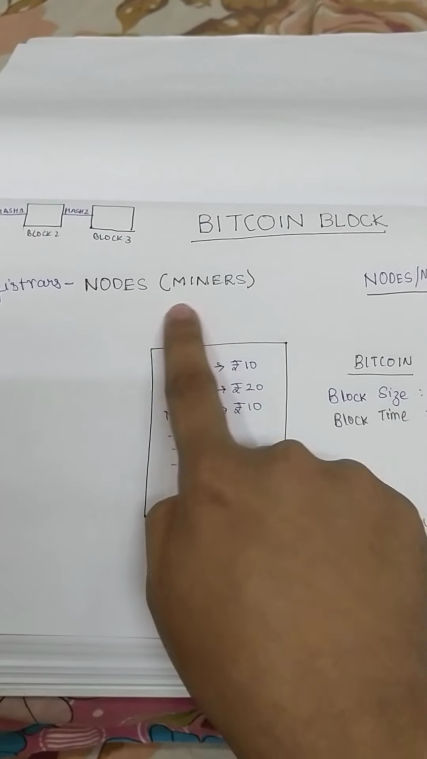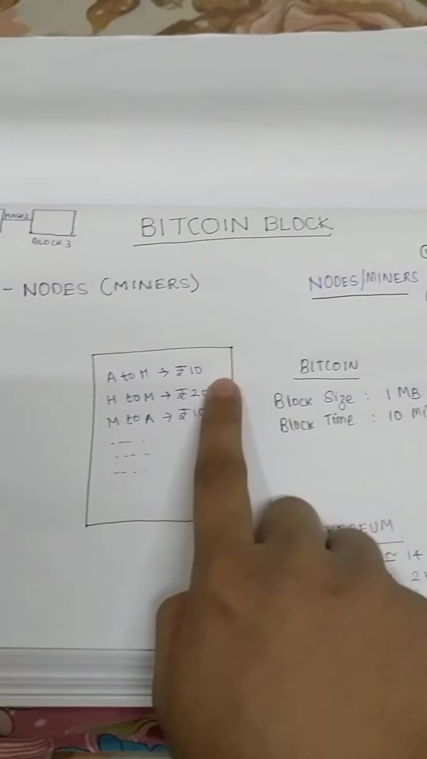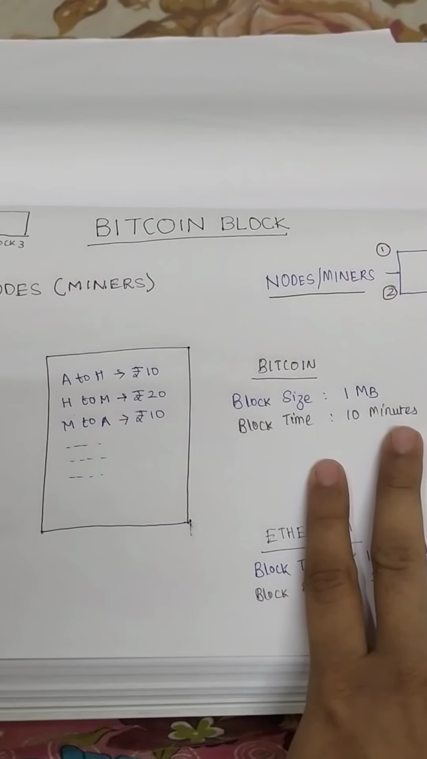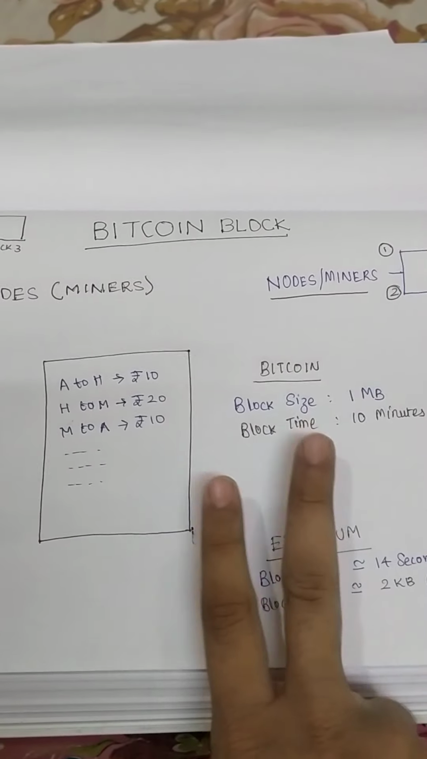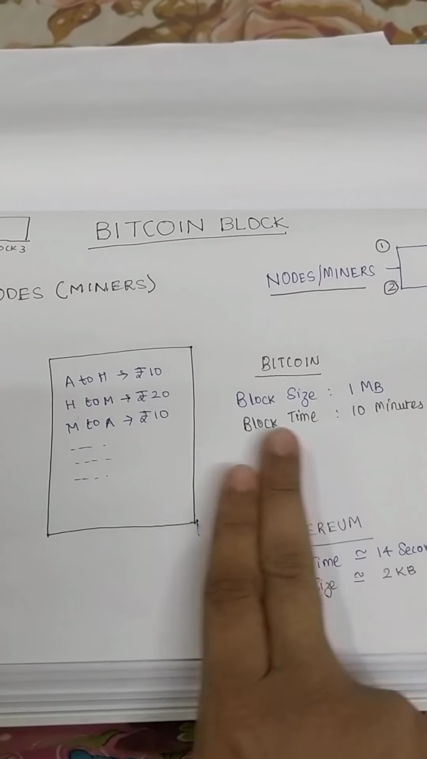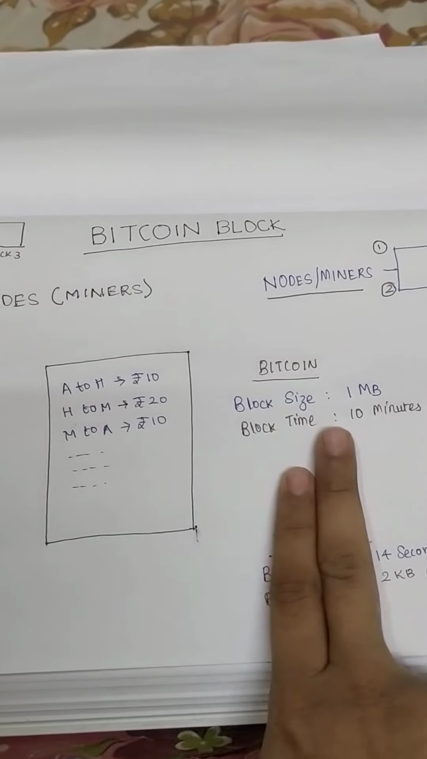As I told you, this is a Bitcoin block, right? Every Bitcoin block has two constraints. In every blockchain, there are two constraints, whether it might be the Bitcoin blockchain, the Ethereum blockchain, or any blockchain.